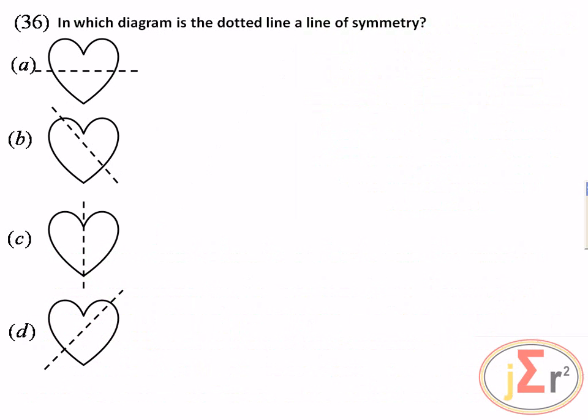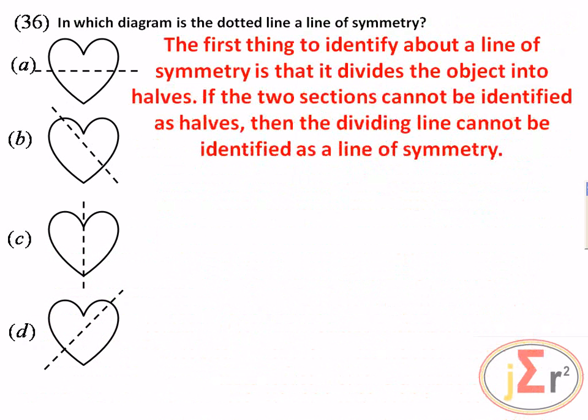In which diagram is the dotted line a line of symmetry? The first thing to identify about a line of symmetry is that it divides the object into two halves. Right. So if we have an object that is divided into two halves, quite likely it is the one that contains the line of symmetry. However, that is not necessarily the case that it is a line of symmetry, because the two halves must be mirror images of each other if the line is a line of symmetry.